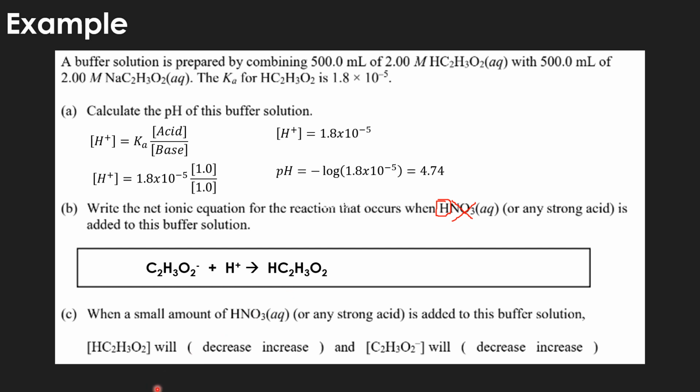Now part C asks, when a small amount of HNO3 or any strong acid is added to the buffer solution, the concentration of the weak acid will increase. We can see that that's being formed in the reaction, and the conjugate base will decrease, right? We're using up some of that in the reaction by it reacting with our strong acid, so it's going to decrease.